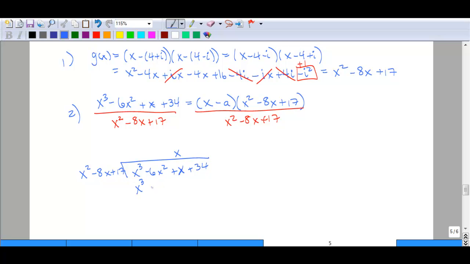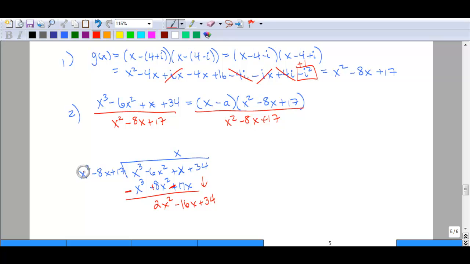X times negative 8x is negative 8x squared, and x times 17 is 17x. Again, we're going to go through and change all of our signs here. So we get negative 6 plus 8 is 2x squared, and x plus x minus 17x is negative 16x. We're going to bring down that 34.